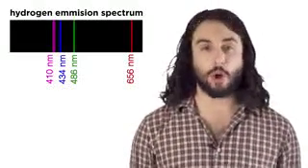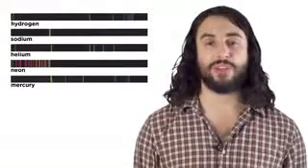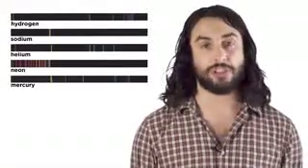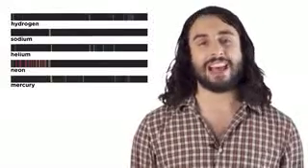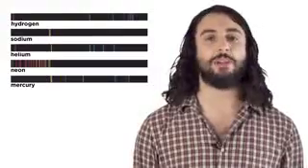Every element will have its own emission spectrum because every element has a unique nucleus and therefore differently spaced energy levels. In this way, an element's emission spectrum is sort of like a fingerprint unique to that element. This is how we can know the composition of objects in space, by analyzing the light we see. Let's check comprehension.